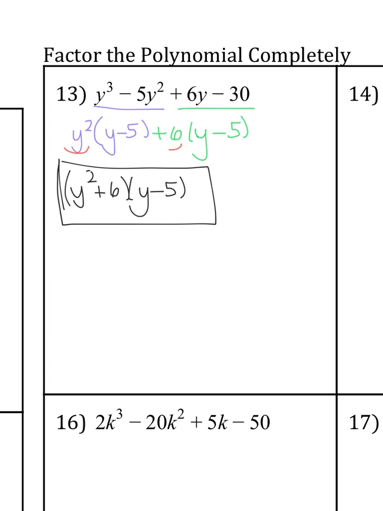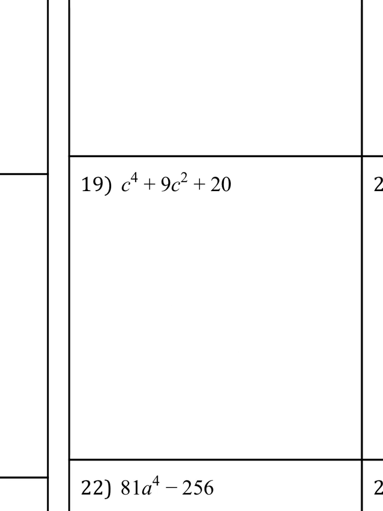Let's take a look at number 19. So we have c to the fourth plus 9c squared plus 20. It looks like a quadratic, and so let's go ahead and do it that way.